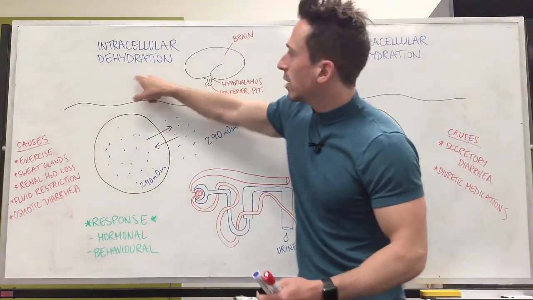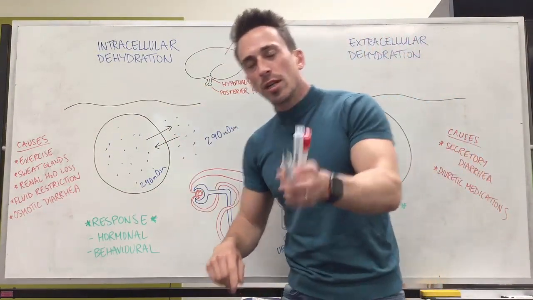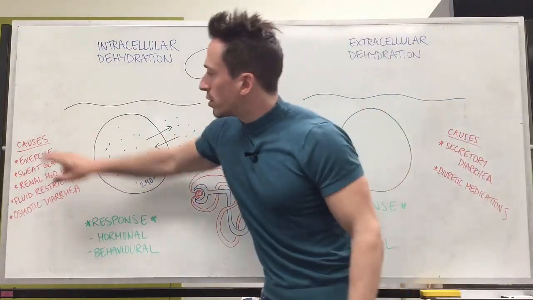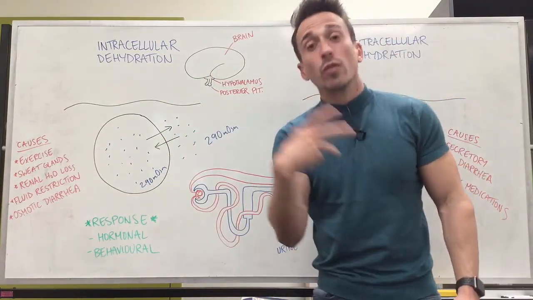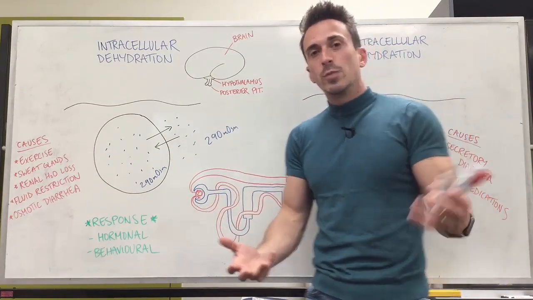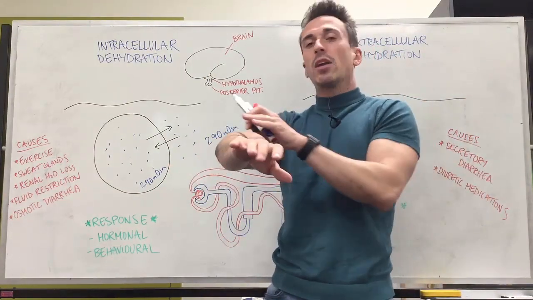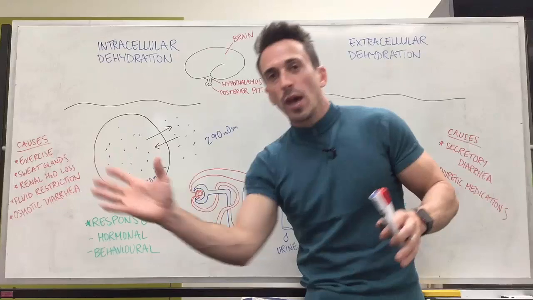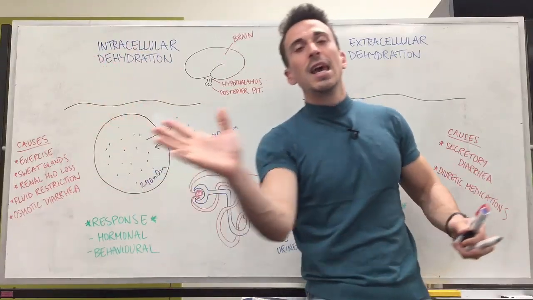However, let's talk about intracellular dehydration. Let's just say that you do some exercise. Now, when you exercise, you obviously sweat. And the reason why you sweat is because that fluid or water that's coming out of your skin is going to transfer heat away. When a breeze goes past, it takes heat away.